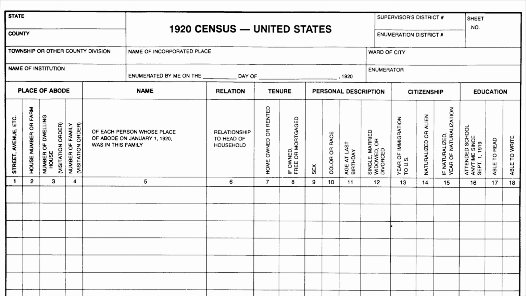Some information may be sketchy. Enumerators for this census were not required to spell out a person's whole name. They only had to write down the name the person gave them, which may have just been initials or even a nickname. They also did not have to require proof of name, age, date of immigration, or anything else. All information was recorded based on what the respondent told them.